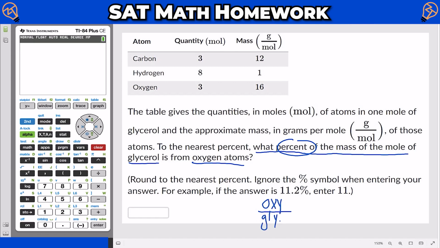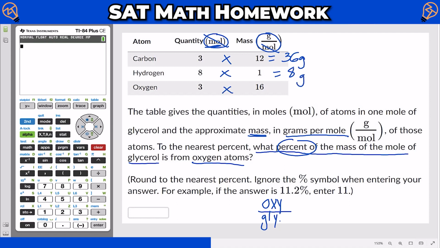And when they're talking about the mass, they give the mass in grams per mole, and here's the quantity in moles. Well, what happens if you multiply these units together? The moles will cancel and you'll be left with grams. So if we multiply across, we get 36 grams, and we can continue to do that, 8 grams, and 48 grams. And keep in mind that glycerol is composed of all three of these atoms.